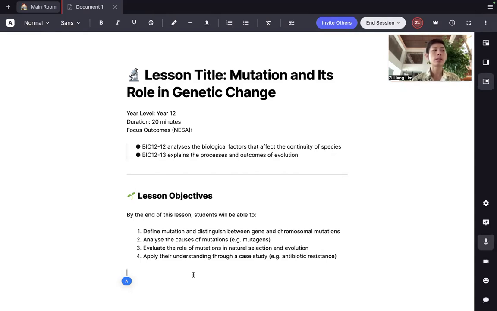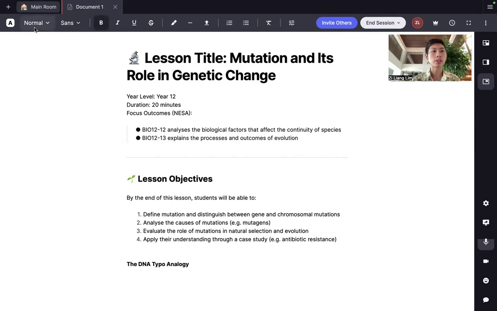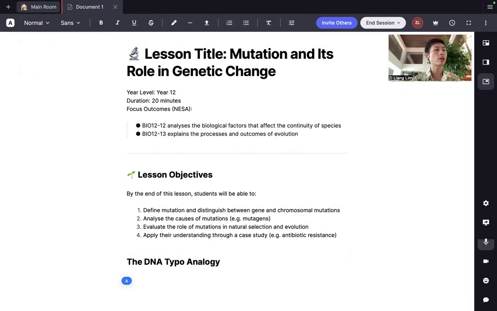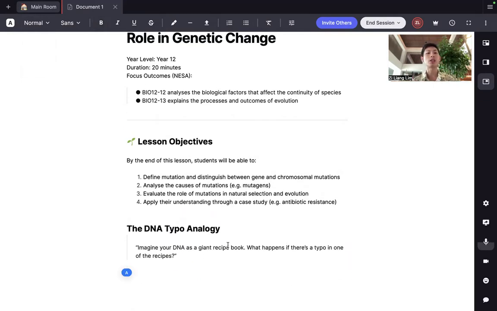Okay, so let me just go through the DNA typo analogy first. What we're going to do is to engage you with the DNA typo analogy here. I do have a very quick prompt that I can bring here. So imagine your DNA is a giant recipe book. What happens when there is a typo in one of the recipes? I want you to think for a second. Think about mutation as a typo in the genetic code.